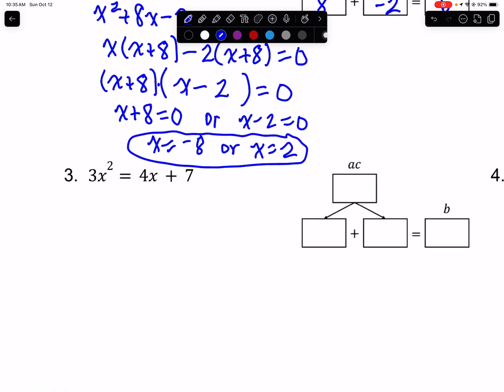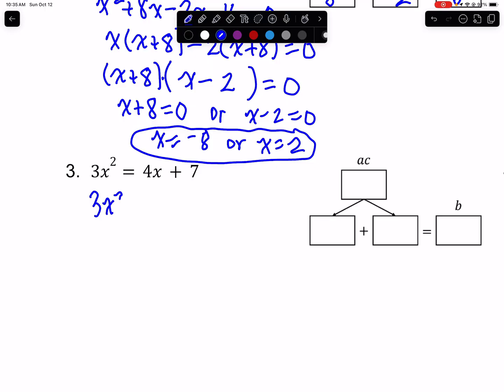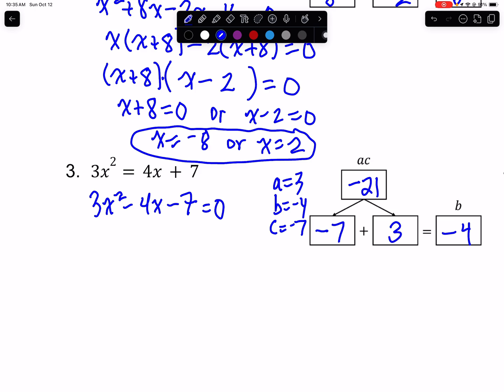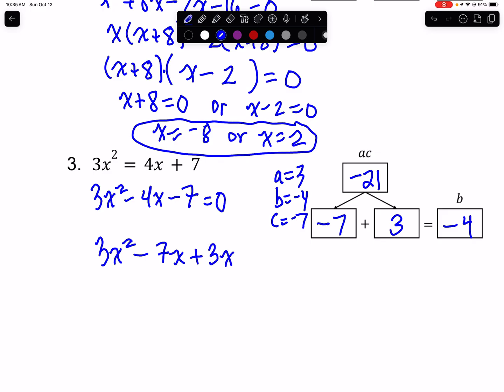Let's do one more of those. So 3x squared minus 4x minus 7 is 0. So a is 3, b is minus 4, c is minus 7. So we get negative 21 here because it's a times c, and then negative 4. I'm thinking normally it's 3 and 7. Adjust that negative sign. So it's 3x squared minus 7x plus 3x minus 7 equals 0.